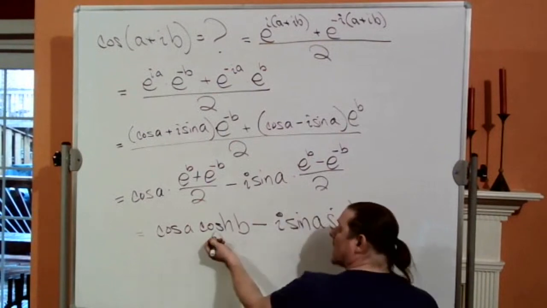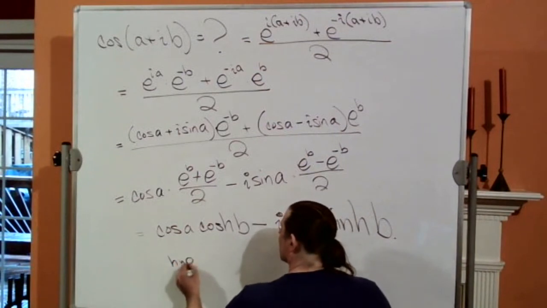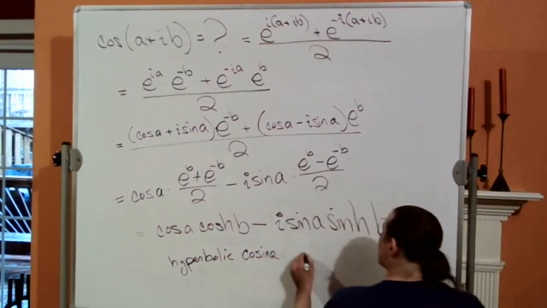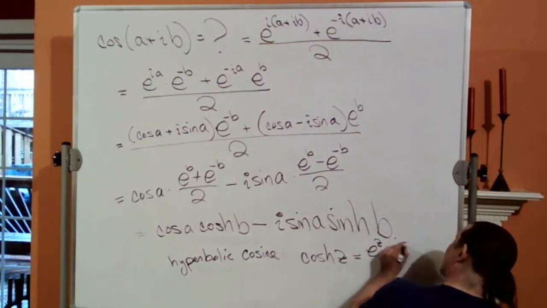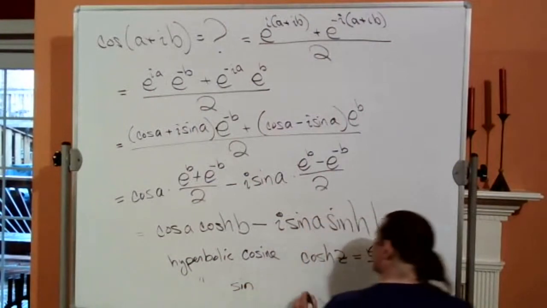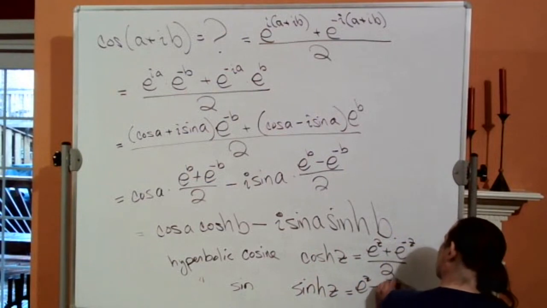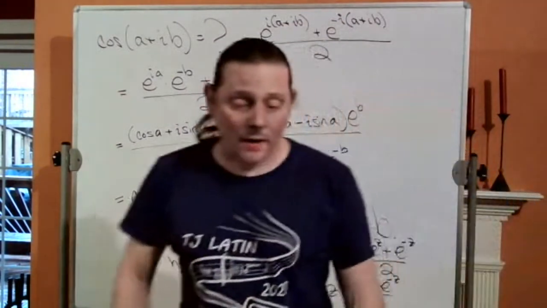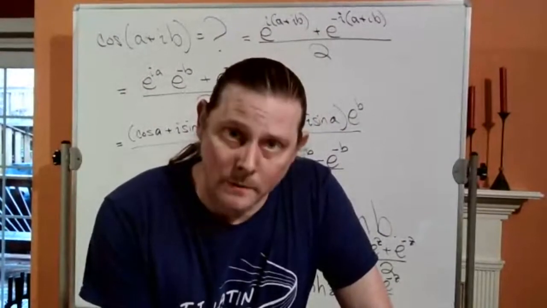All right, cosh z, the hyperbolic cosine, is going to be e to the z plus e to the minus z over 2, and the hyperbolic sine, sinh z, is e to the z minus e to the minus z, all divided by 2. These can be thought of as the even and odd parts of the exponential function.